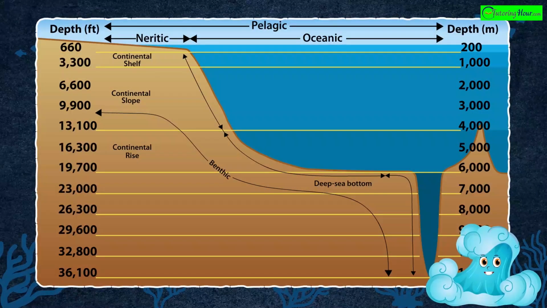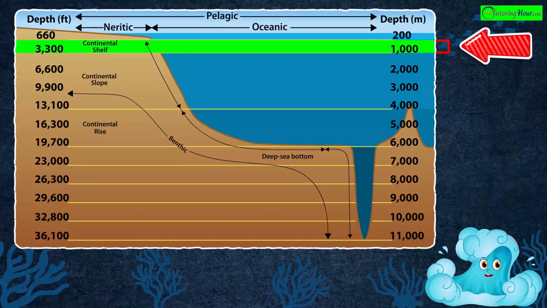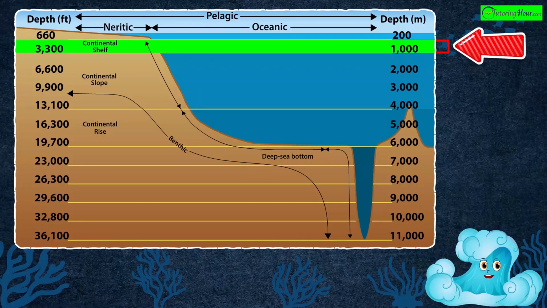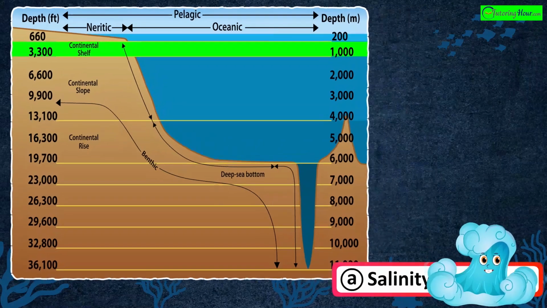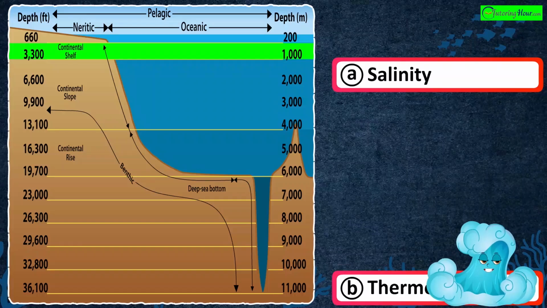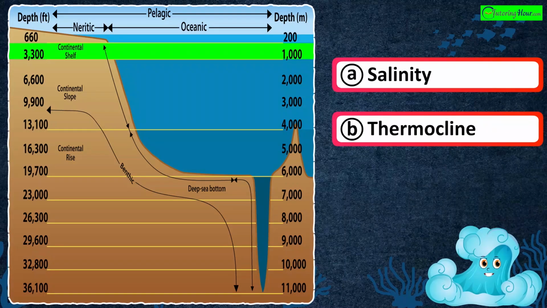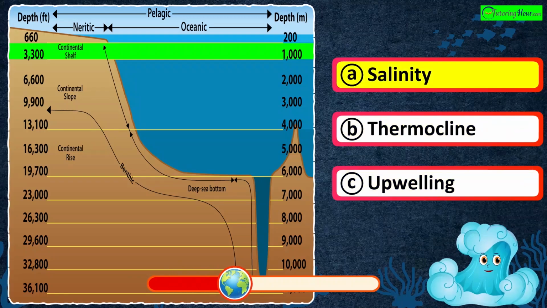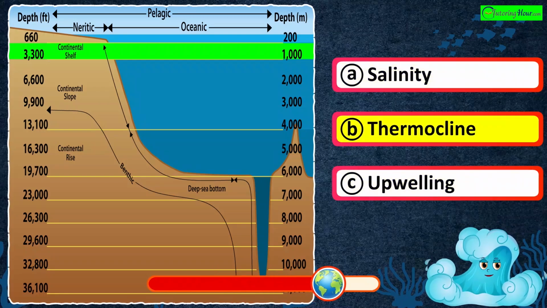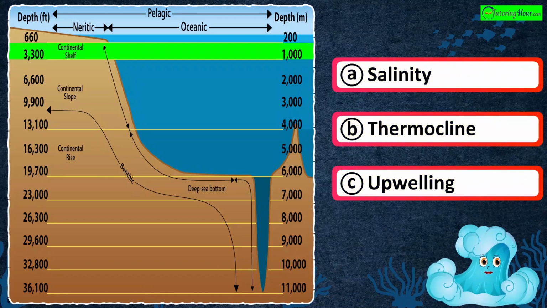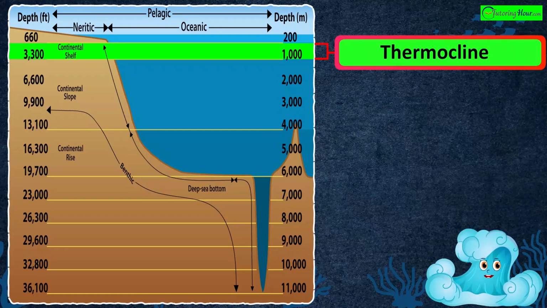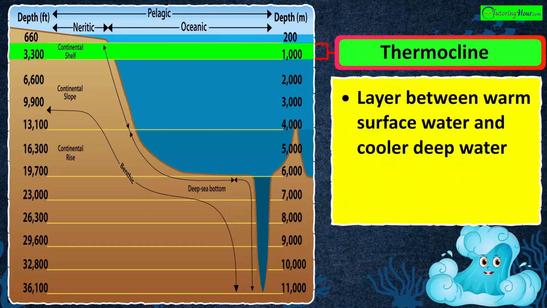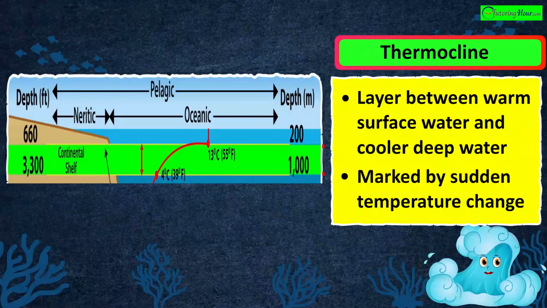The water temperature drops off quickly in the Mesopelagic zone. What is this transition layer called? Is it A. Salinity, B. Thermocline, or C. Upwelling? The correct answer is thermocline. A thermocline is the layer between warm surface water and cooler deep water, marked by a sudden temperature change.